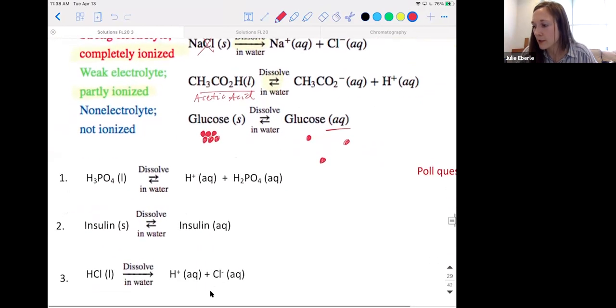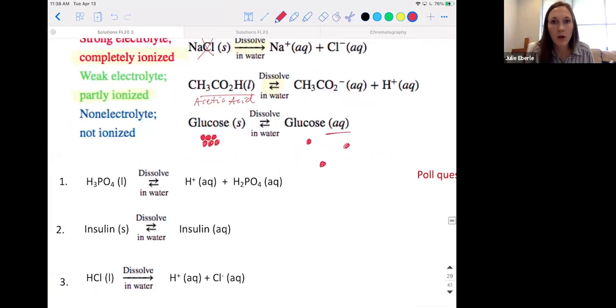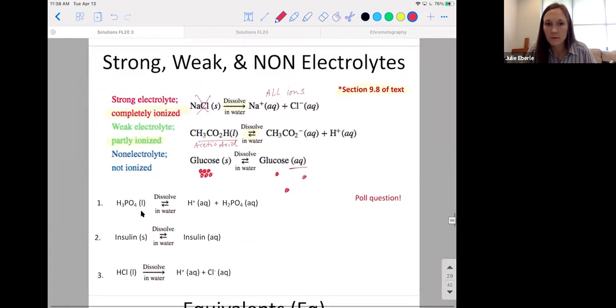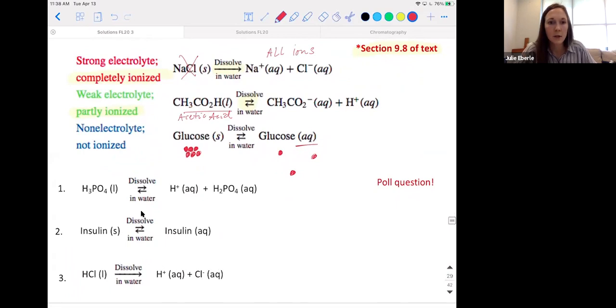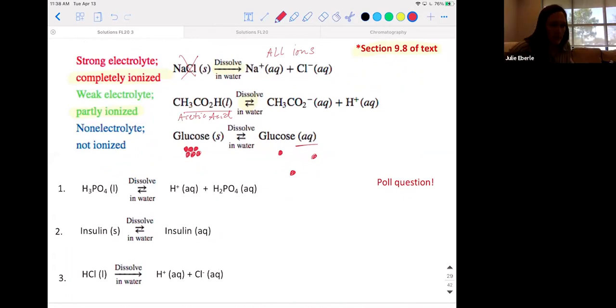So I'm going to run a poll question based on what we just talked about, and I want to know how well you guys feel about this. So, electrolytes. Look at solutions 1, 2, and 3. Can I zoom out? See the whole slide? All right, solutions 1, 2, and 3 down here on the bottom. Which one is a strong electrolyte? Which one's weak? Which one's a non-electrolyte?